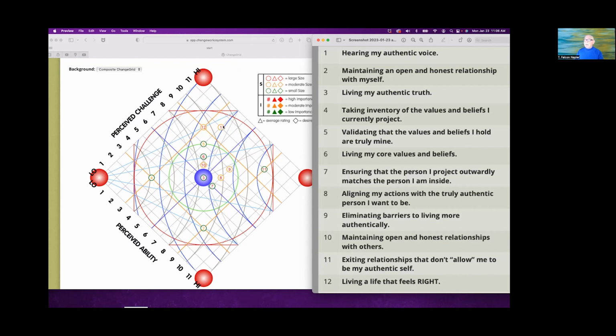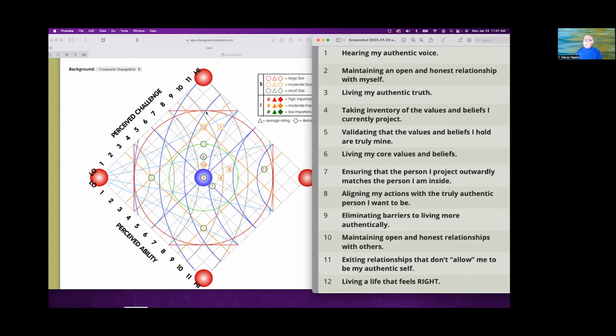Well, in this particular case, we'll look at activity number 1, hearing my authentic voice. And I can tell you that Linda rated her ability to do that as a 4. So can she do that? She thinks the answer is somewhat. So on the scale of 0 being low and 12 being high, 4 is not very high. And so she would have a low to moderate level of ability to do that in her perceptions of things.